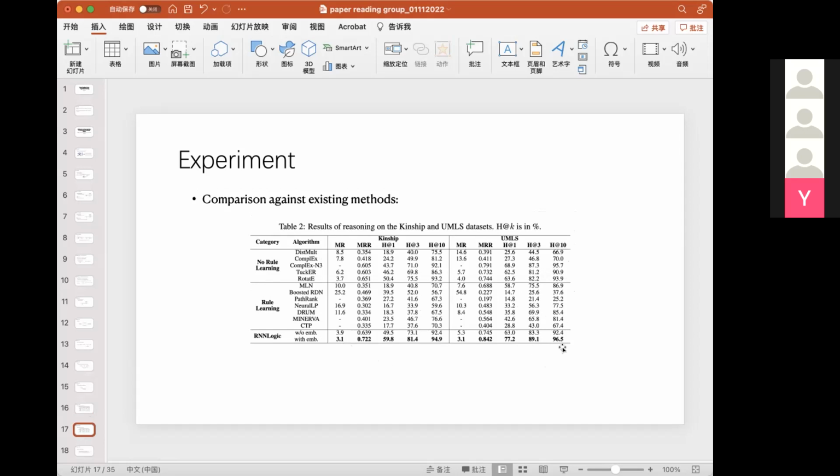The reason is that the Kinship data set and the UMLS data set are related to family relationships, and this kind of data set has very strong rule-related patterns. So by leveraging logical rules to conduct the knowledge graph inference, it achieves better results compared to the embedding models. So those are the experiment results of RNNLogic.